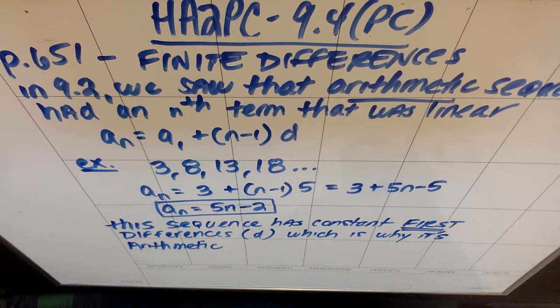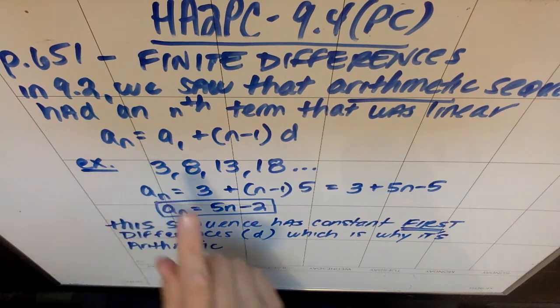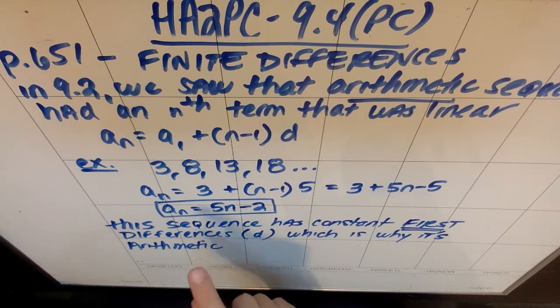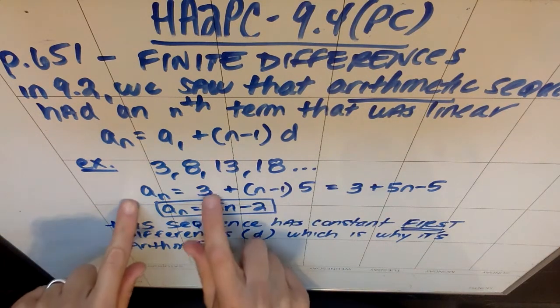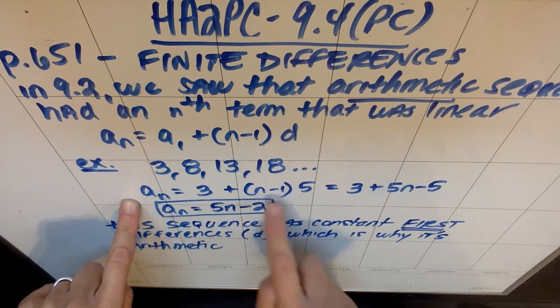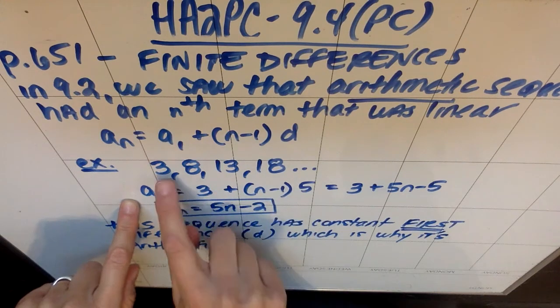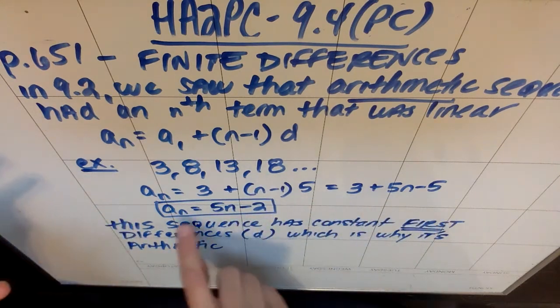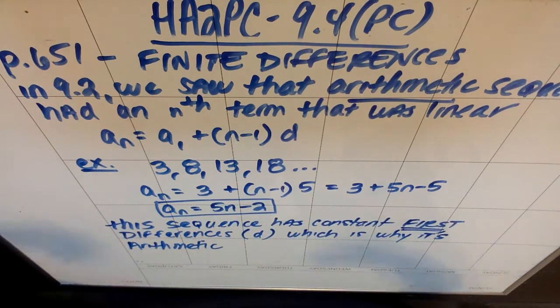So in 9.2, we saw that arithmetic sequences had an nth term that was linear. So for instance, a sub n equaled a sub 1 plus the quantity n minus 1 times d, which in the example of the arithmetic sequence 3, 8, 13, 18, a sub n would be 3, that's a sub 1, plus n minus 1 times the common difference, which in this case is 5, because you can see I'm adding 5 each time. So if I clean that up, I would end up getting that a sub n is 5n minus 2, right, which is linear, like mx plus b.